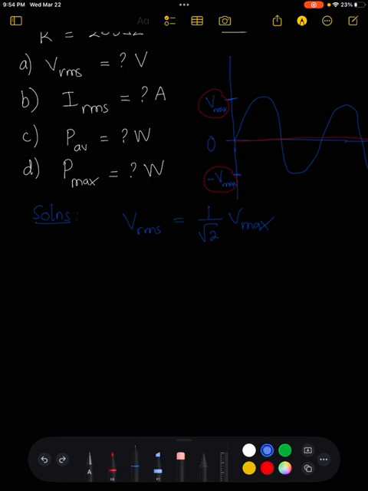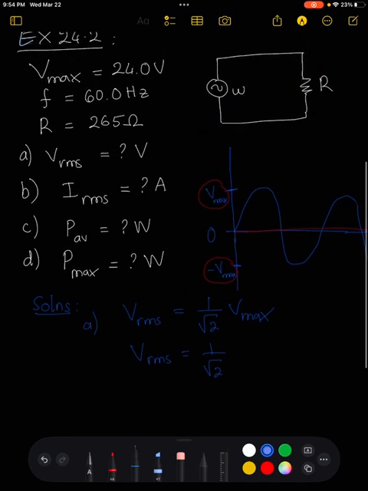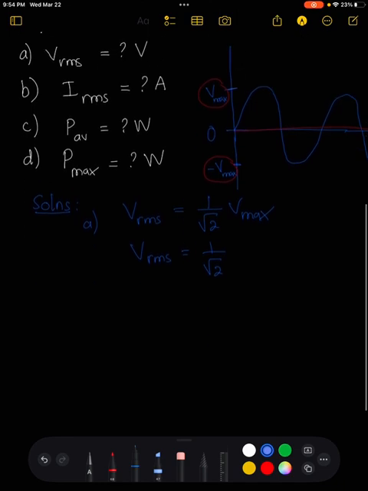Alright. So part A, Vrms equals 1 over square root of 2 multiplied by Vmax, and Vmax is 24.0 volts. So with that, we would get 17.0 volts for part A. Let's do yellow for part B. Easier to distinguish between parts. Okay.